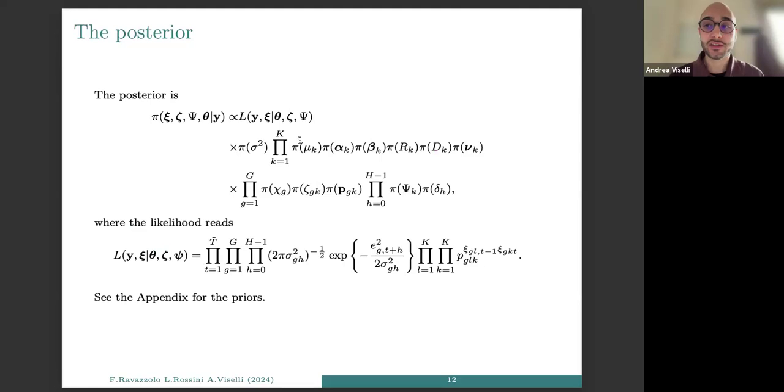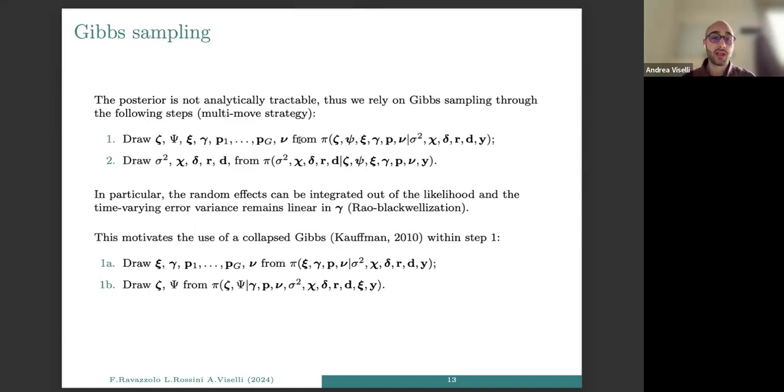So back to the posterior. This is not, as I said, analytically tractable, so for the posterior approximation we rely on MCMC Gibbs sampling. The structure of this Gibbs sampling algorithm is quite involved. There are two main steps. Firstly, we draw two sets of parameters from the full conditional distribution, and exploiting the result from the Rao-Blackwellization, where we marginalize out the random effects in the error term, we are able to add a collapsed Gibbs step within step one. So we first sample the parameters psi, gamma, the transition probabilities, and nu, and then we sample the random effects separately from the full conditional distribution.